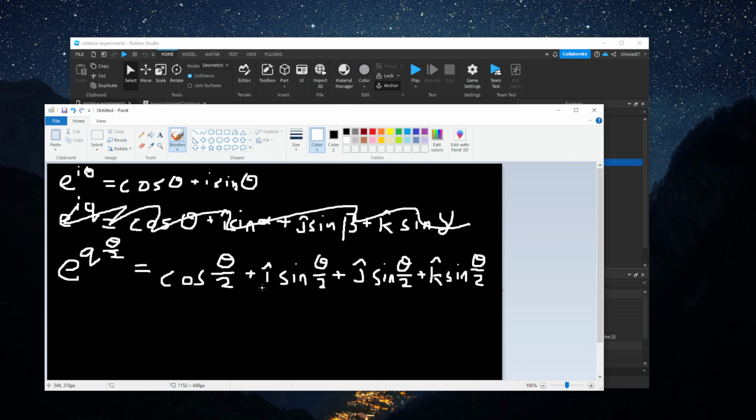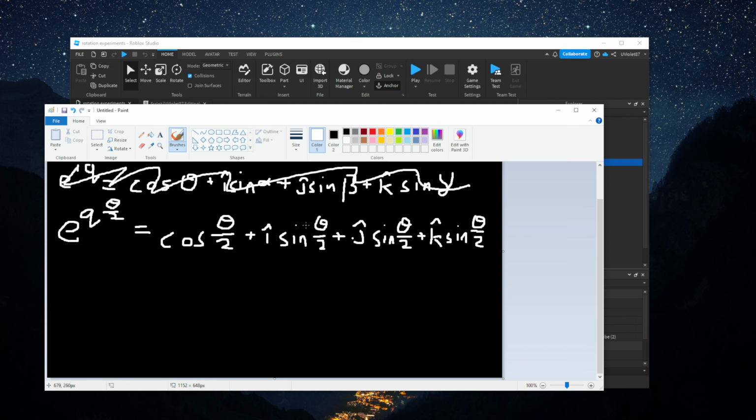I don't think these thetas for i, j, and k should all be the same. I think there's something wrong here, so I'll have to check it. But there's something like this. We have an i, j, and k. This is a quaternion, right?